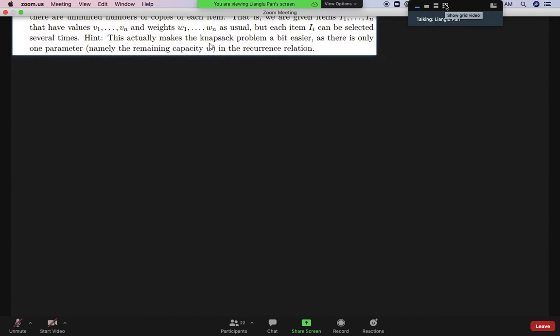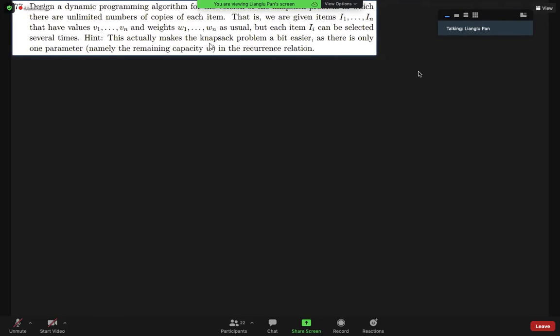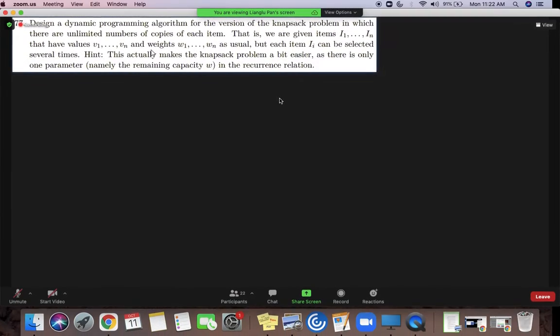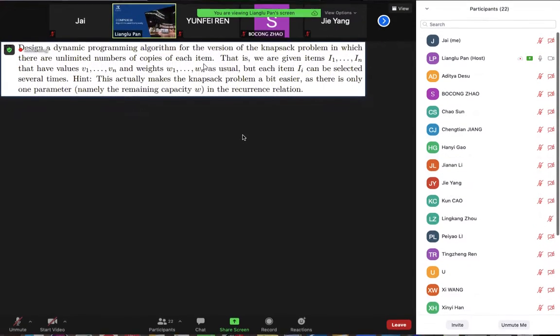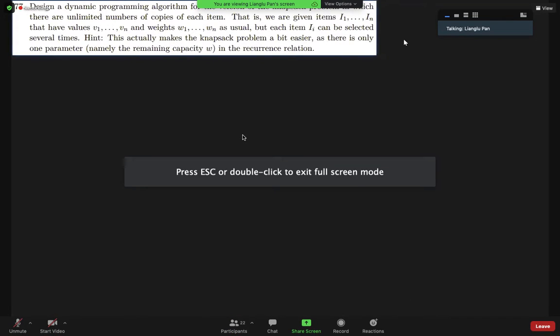We know that the standard knapsack problem is not that easy to solve, but in this question, we're trying to show that for the simplified version of the problem with an unlimited number of copies for each item, we should be able to solve it in polynomial time. And also we are going to introduce an algorithm for solving this problem.